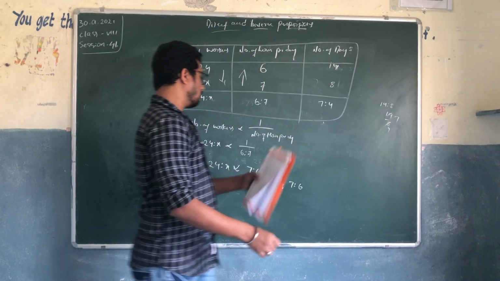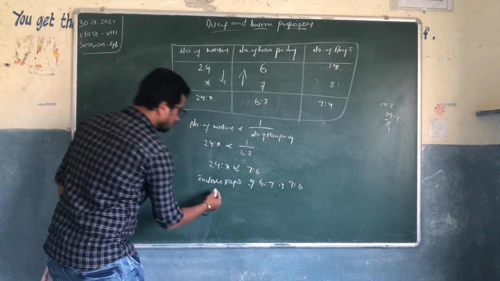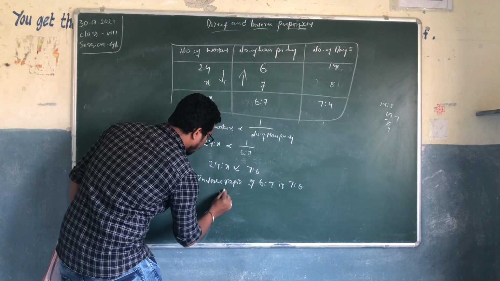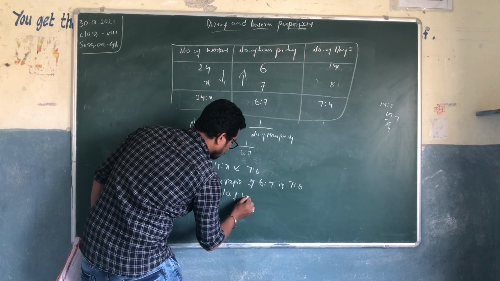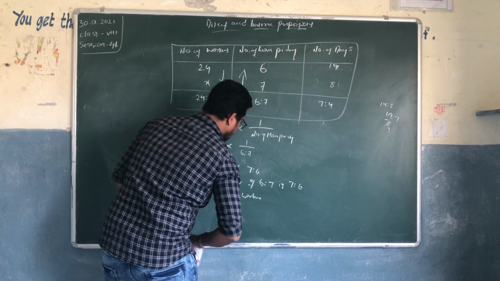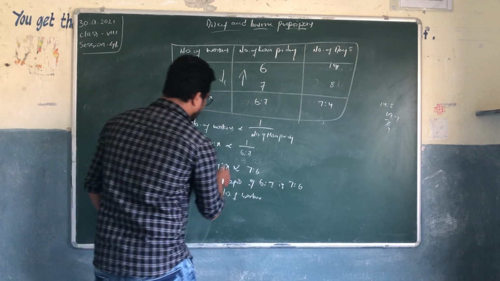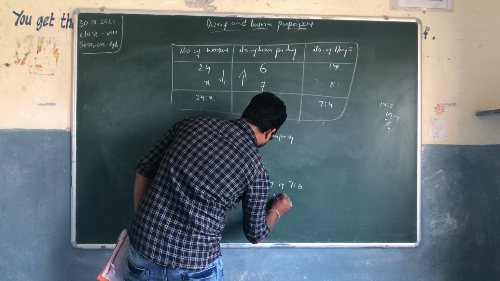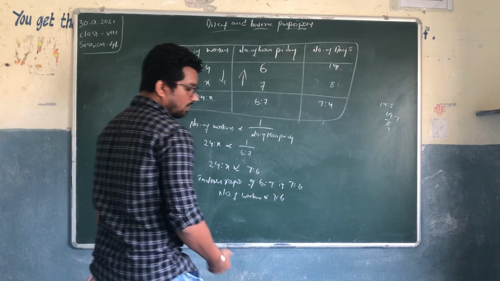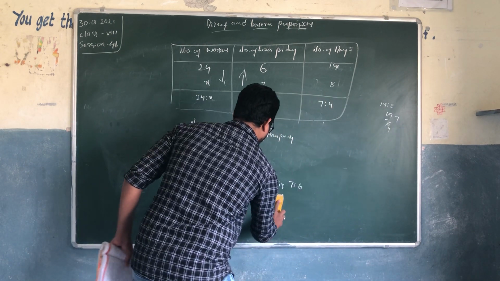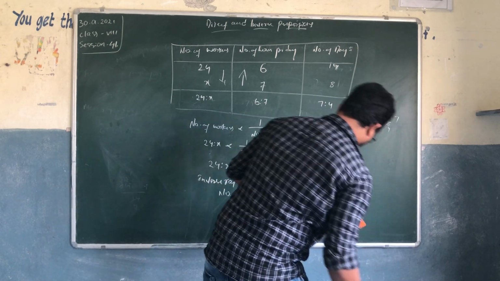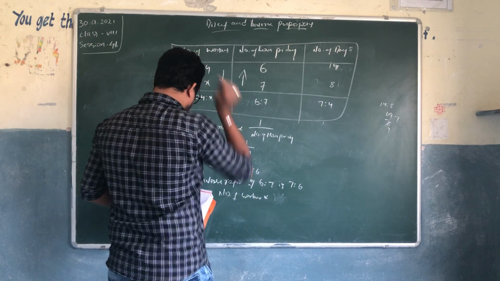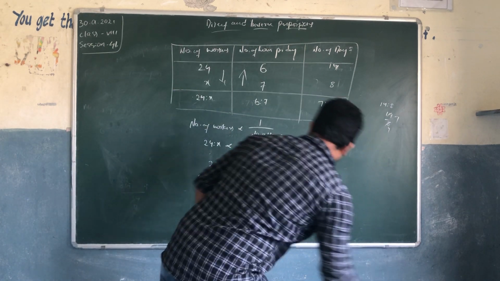Okay. Now when we are writing like this, we can call it number of workers is directly proportional to 7 is to 6. Number of workers is directly proportional to... or else you can remove this step, no need.